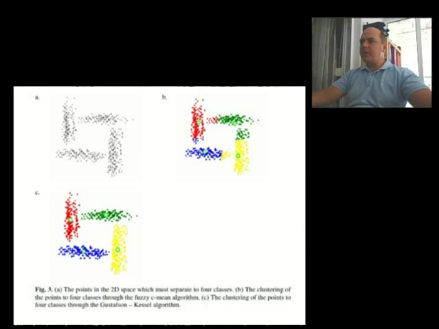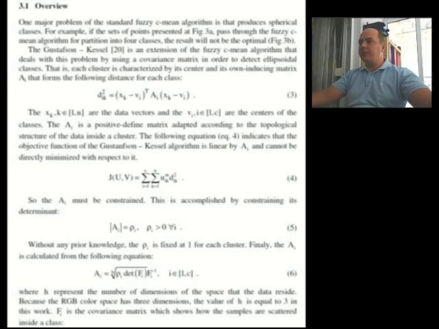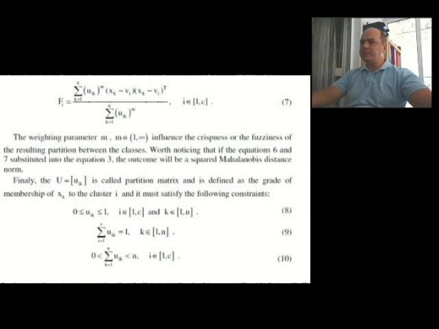In graphic software I made an image with dots in such a way that they form 4 classes, 4 groups, with elliptical shapes. The clustering of the points into 4 classes through the fuzzy c-means algorithm is image B, while the clustering of the points through the Gustafson-Kessel algorithm is image C. As you can see, the fuzzy c-means algorithm tries to cluster a new sample point to the nearest cluster center because of its Euclidean metric. On the other hand, the Gustafson-Kessel algorithm uses a covariance matrix in order to detect ellipsoidal classes.